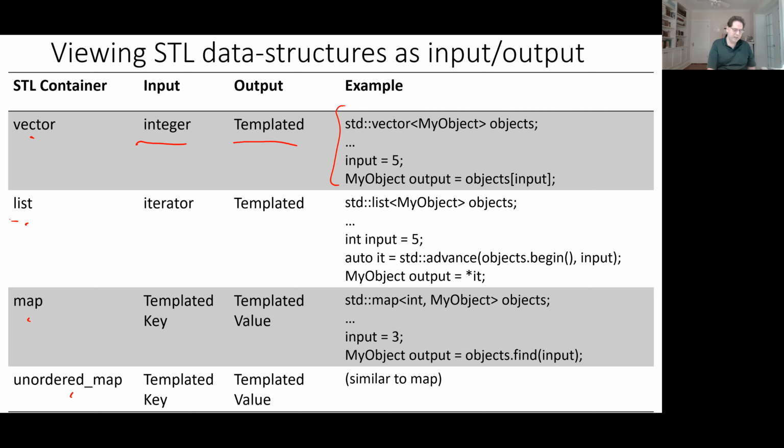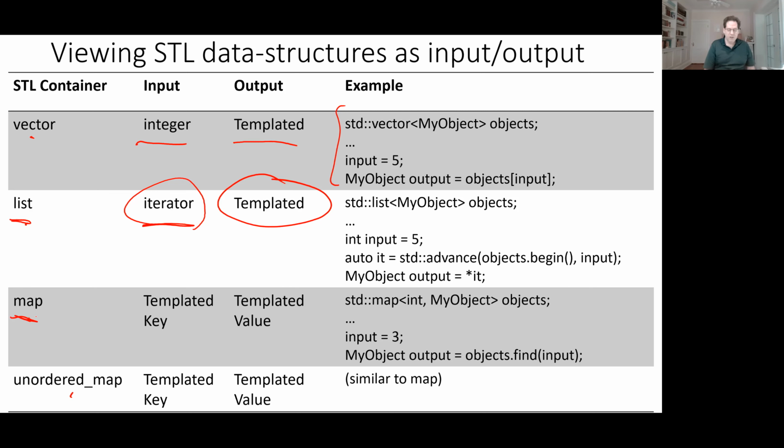A list is a bit inconvenient. Its input is actually not an integer, it's an iterator. Okay, we could write code, and there are STL algorithms. They're basically templated functions. There's a find function that we could call, which will go find things in a list and return an iterator. So we could use a list, but it looks a bit inconvenient. It could return the right type.